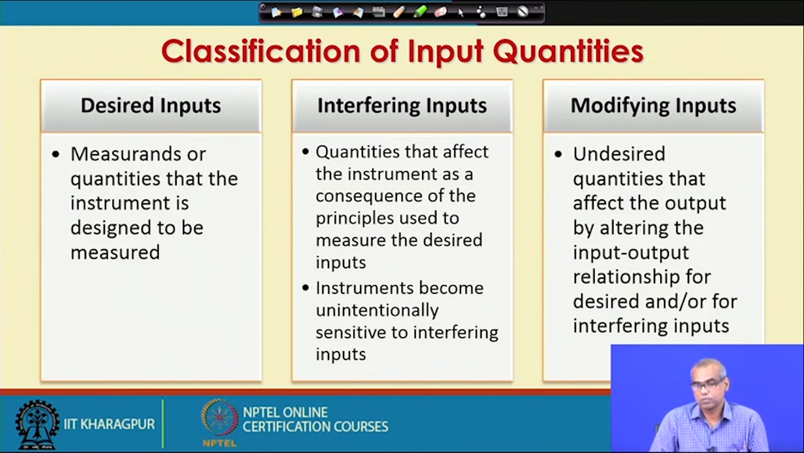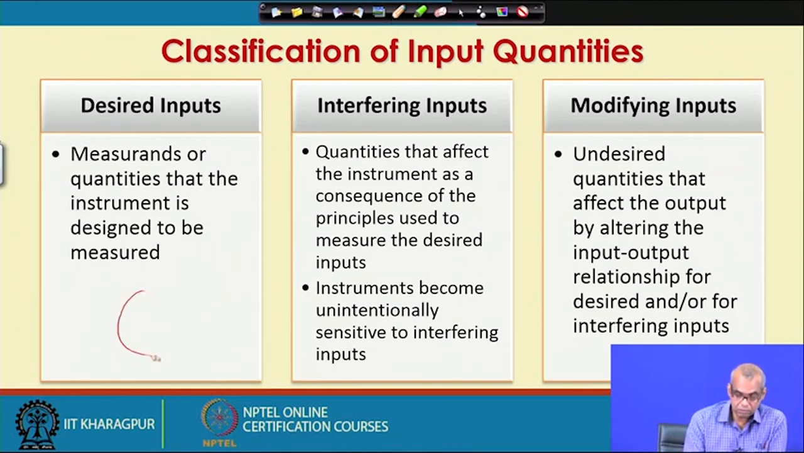Then there are modifying inputs. Again, modifying inputs are undesired inputs. So, these are undesired quantities that affect the output by altering the input-output relationship for a desired and or interfering input. Just now, we learnt about the transfer function. So, this is the transfer function of an instrument. We have input signal here and we have output signal here.